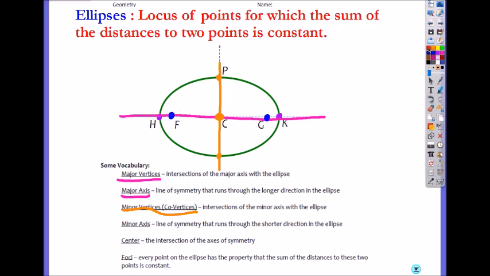And we always say the distance from the center to the major vertex, the longer side, we call A. The half of the longer side. Then guess what we call B? I said B. The shorter side, the center to the minor vertex or co-vertex, we call the length B.